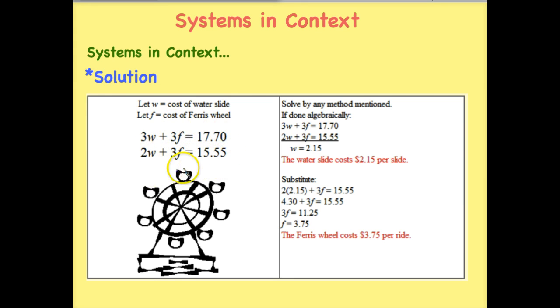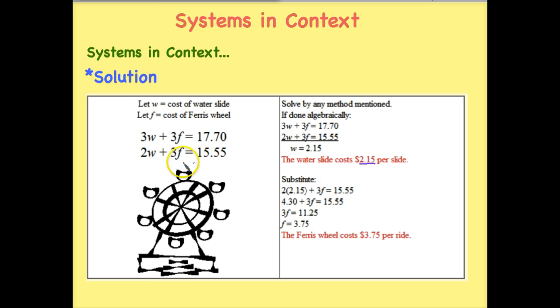Once we have our system of equations, it's pretty easy to solve. In order to solve this one, the easiest method would probably be elimination. We have 3f and 3f. The easiest thing would be to just multiply one of these equations by a negative in order to eliminate our f's. When we do that, the water slide costs $2.15 per slide.